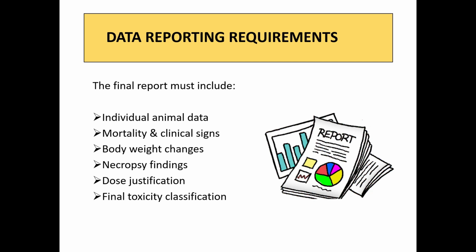Suppose you have taken 300 mg directly, then why you have taken 300 mg or 2000 mg. If you have chosen 2000 mg, why you have chosen that dose, you have to write in the report, or take a reference also. If literature is already available, you have to write that reference. Final toxicity classification. You have to decide in this report which toxic category the drug falls into.